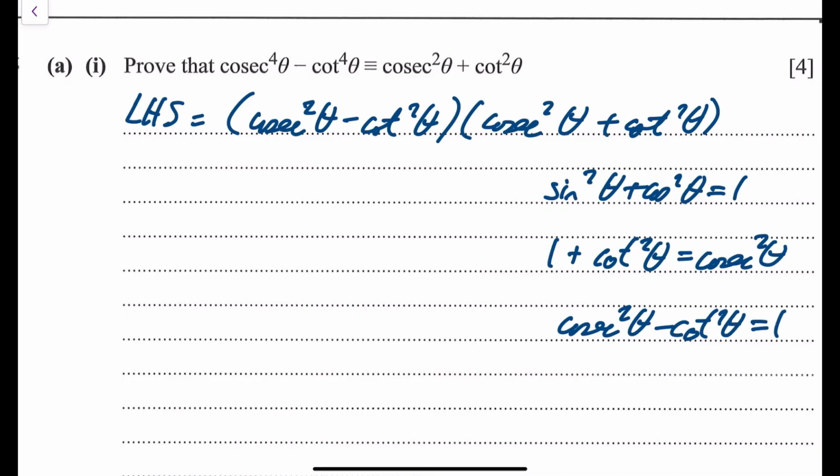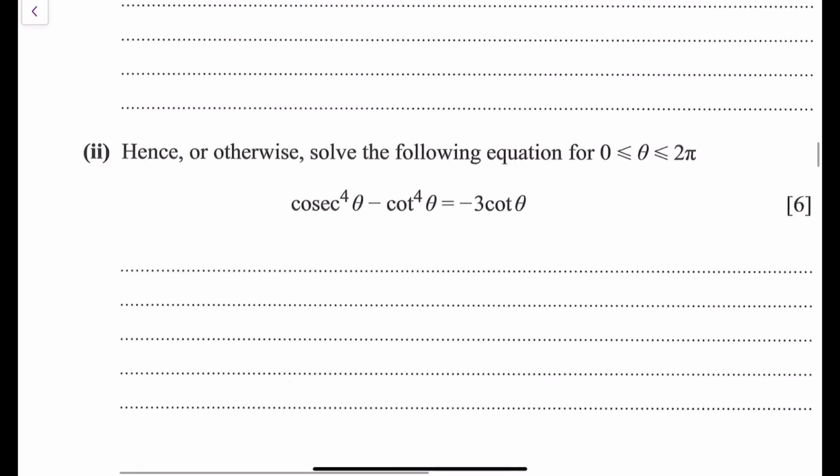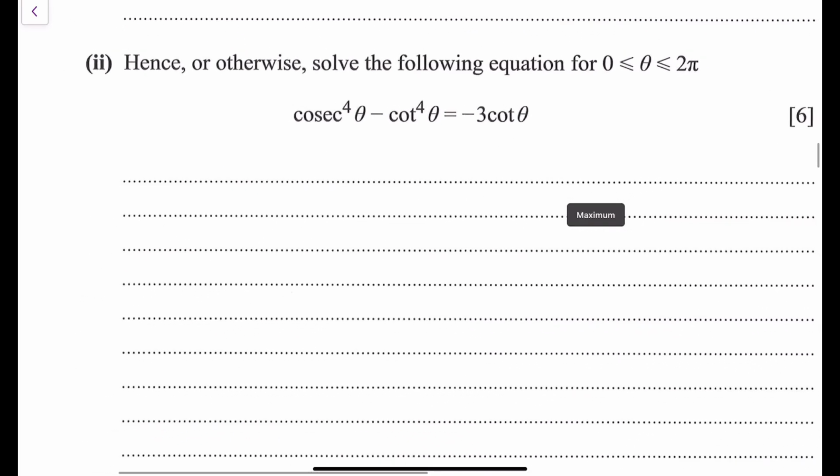So this first bracket then just becomes 1, then times cosec squared theta plus cot squared theta, which of course is equal to cosec squared theta plus cot squared theta, which equals your right hand side. So a very nice wee proof indeed. The next one says, hence or otherwise solve the following equation.